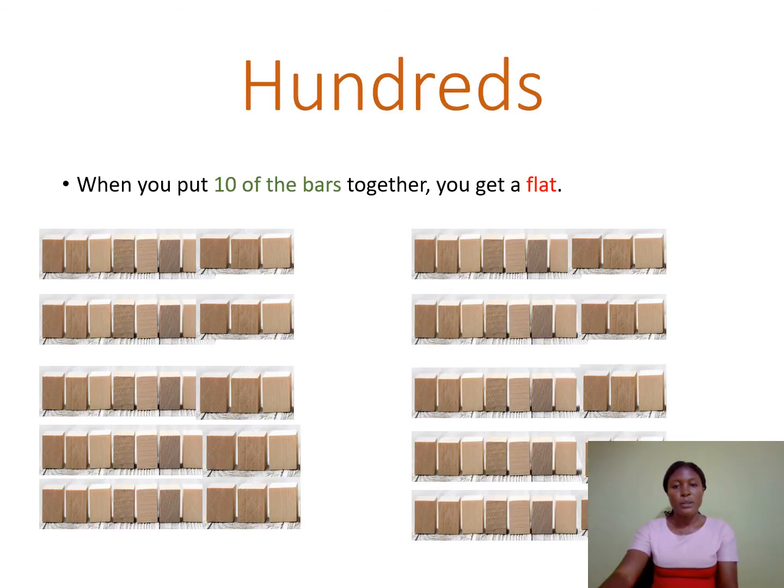Now let's move on to hundreds. When you put 10 of the bars together, you get a flat. We've already learned that when you put 10 cubes together, you get a bar. In the same way, when you put 10 of the bars together, you get what we call a flat. So a flat consists of 10 bars, as you can see from the image.